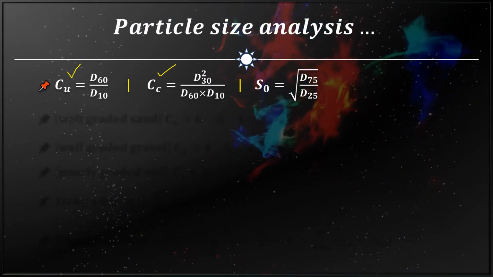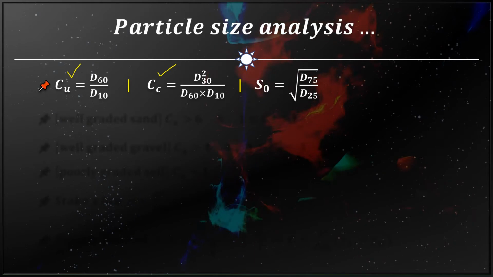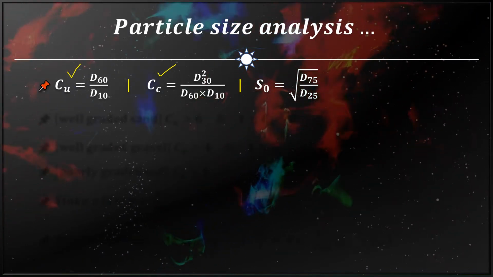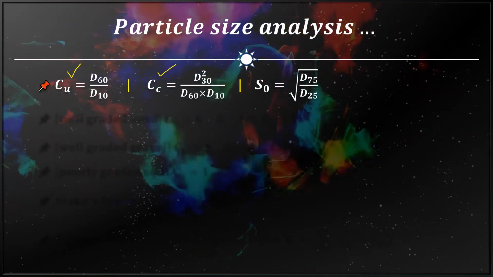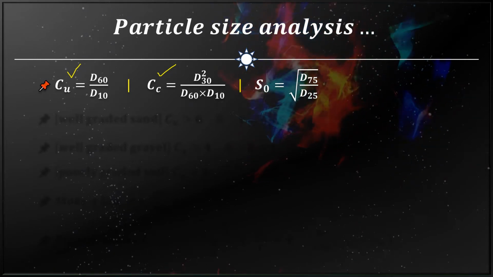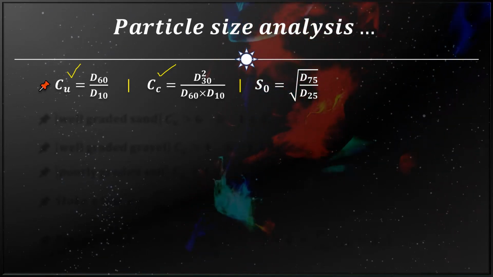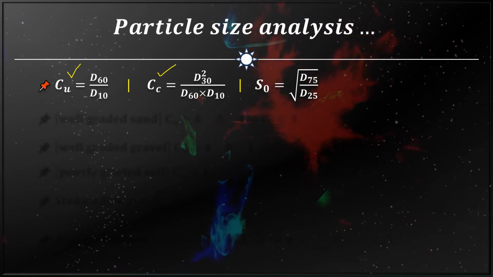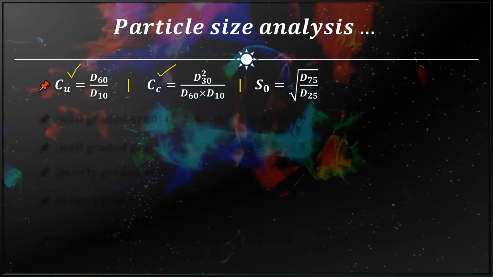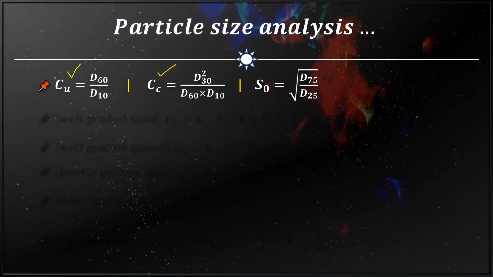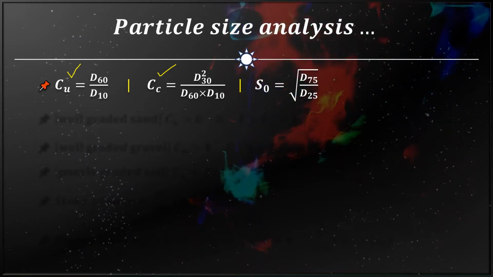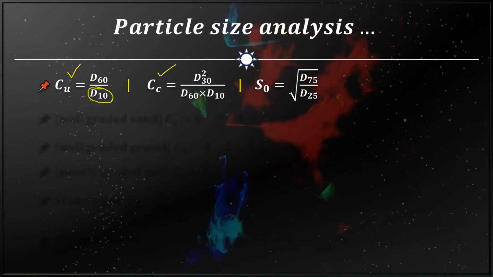D60 is the sieve size in which 60% particles are passing and 40% is retained. 40% gets retained. So that is the D60 value. And similarly, D10 is the size below which 10% particles are finer than this size by weight. Or simply we can say the sieve size in which 10% particles are passing and 90% of particles are retained, and this is called D10, or we can also call it the effective size. D10 is also called the effective size.